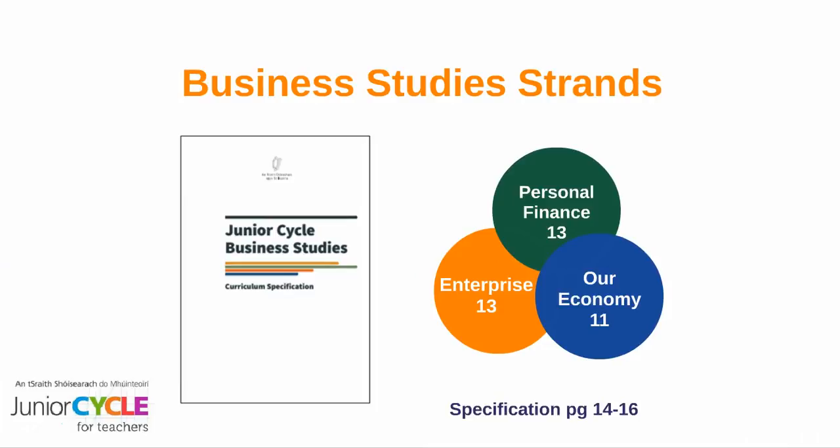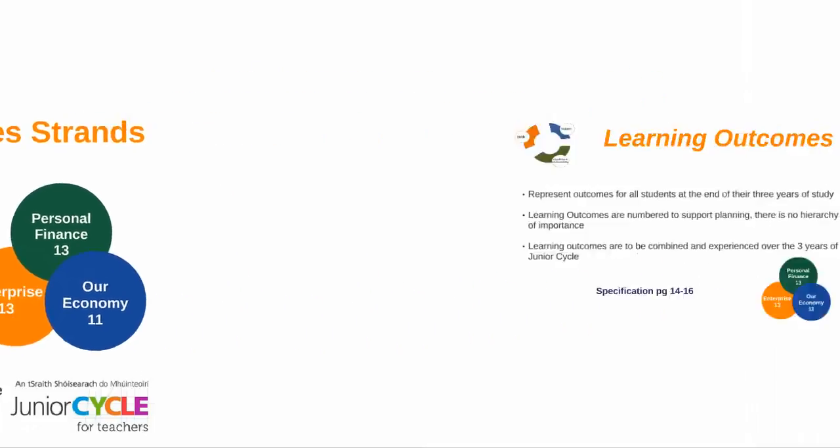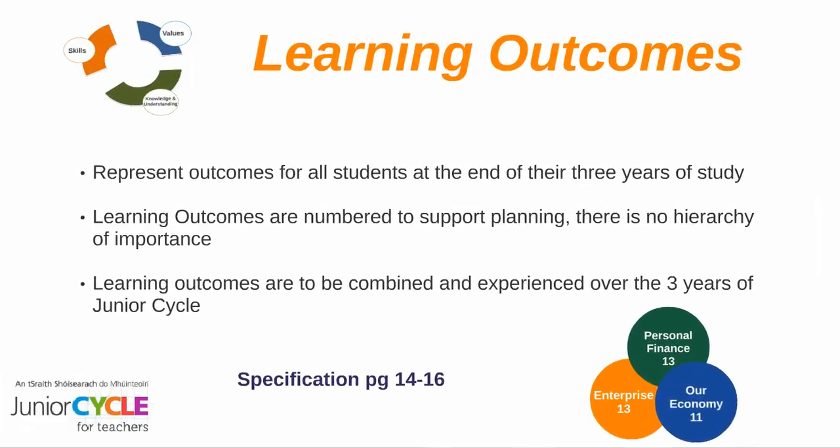The specification for junior cycle business studies is set at common level and comprises 37 learning outcomes that have been arranged across 3 strands. There are 13 learning outcomes in personal finance, 13 in enterprise, and 11 in our economy. The learning outcomes set out in the business studies specification apply to all students and represent outcomes for students at the end of their 3 years of study. The learning outcomes focused on at a particular point in time will not have been completed, but will continue to support the students' learning of business studies up to the end of junior cycle.